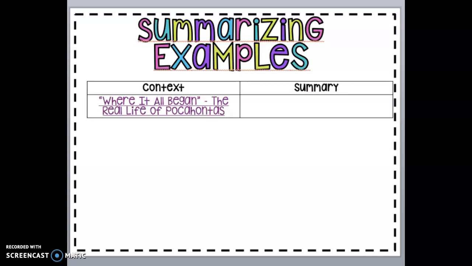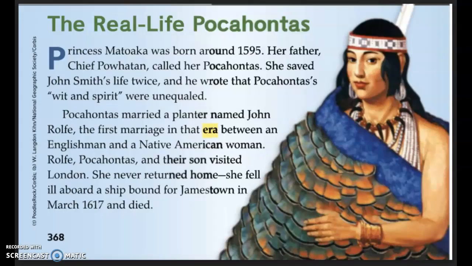You and I are going to be taking a look at the section, The Real Life Pocahontas, from Where It All Began, and we're going to put it into our own words. So let's pull up the passage again so we can reread it and tell the important key details so we can write a summary. All right, let's go ahead and reread the section that was titled The Real Life Pocahontas. Now, we've been talking for quite some time about rereading passages. Remember, good readers always go back and they read things multiple times to make sure that they understand them. So that's what we're going to do again today so we can write our summary.